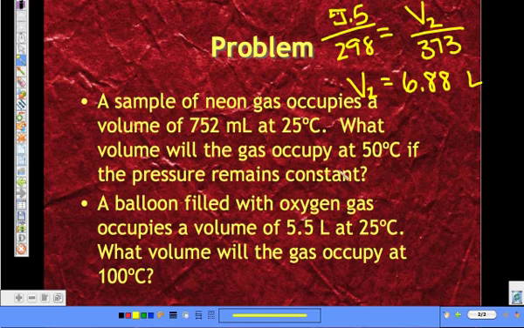And that's fine. Pressure and volume, you don't have to worry about what units they are as long as they're the same on both sides. Temperature has to be in Kelvin. Okay.